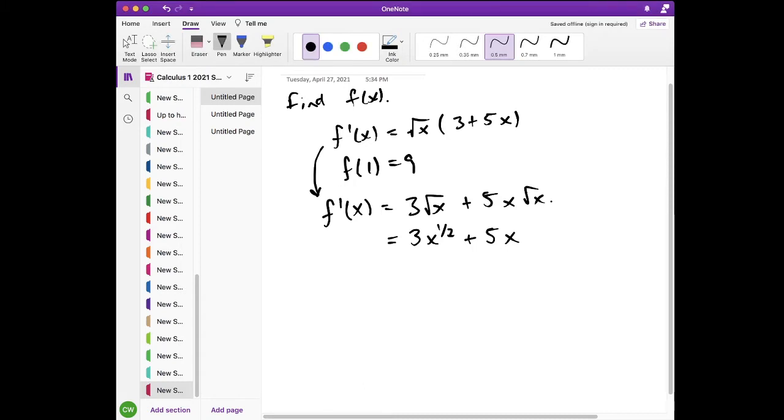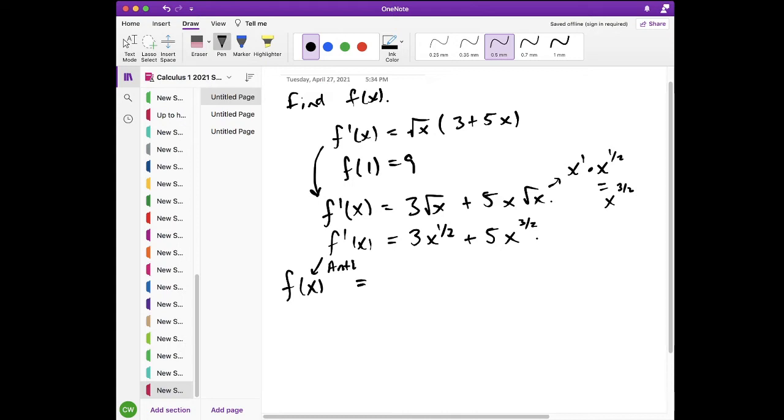X radical x is what exponent? Well, it's x to the 1 times x to the 1 half. So that makes x to the 3 halves, yes. Okay, so this is the derivative. So we know that the antiderivative of f prime is f. So f of x, its antiderivative, has the general form, and now we use the power rule of antiderivatives.